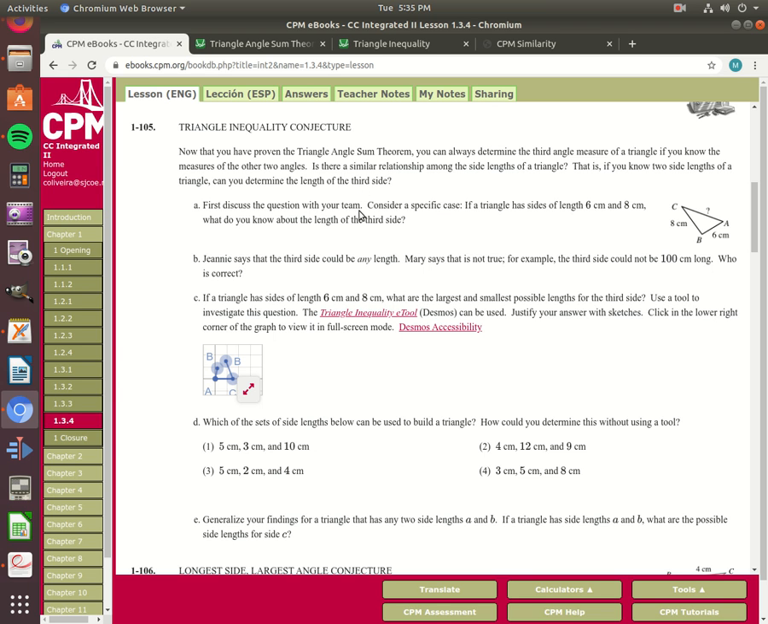So first discuss with your team. Consider the specific case. Do we know what this side length is? And it turns out we don't know, but we can figure out a range. Jenny says that the third side could be any length. Mary says that's not true. For example, the third side cannot be 100. Who's correct? Well, it couldn't be 100.